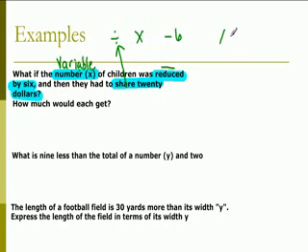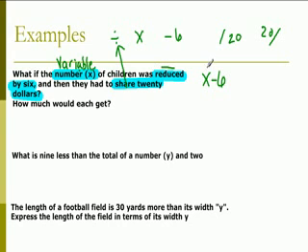Share $20, so we have divide by 20, or we have 20 divide. Either way, we don't know yet. So what if the number of children was reduced by 6 and then they had to share $20? Well, we have number of children minus 6, and then they have to share $20.